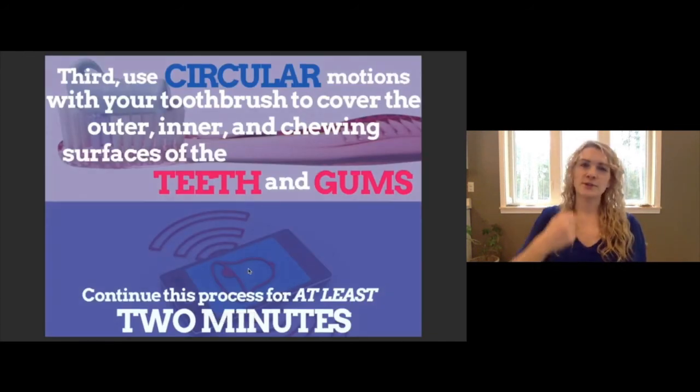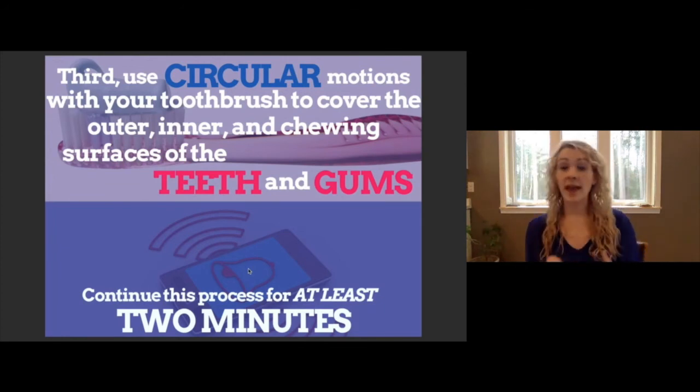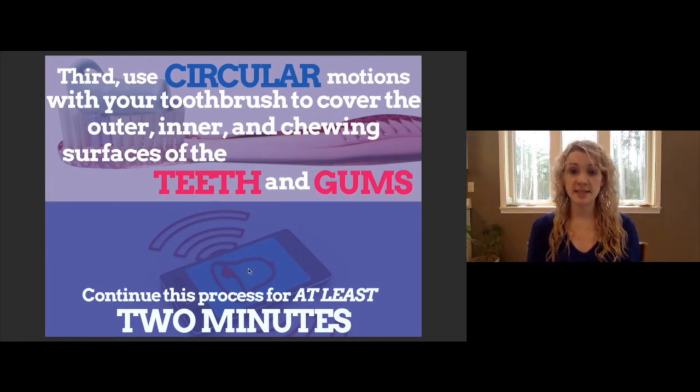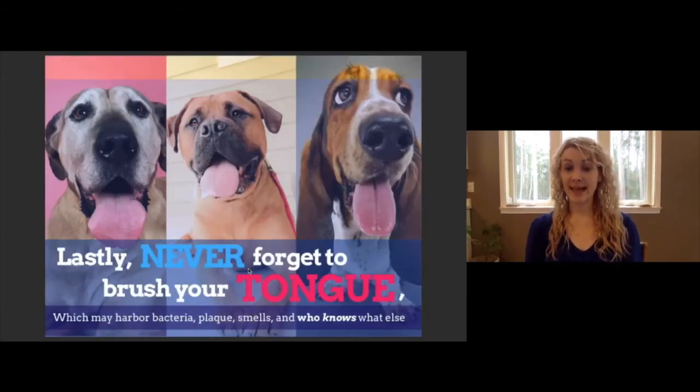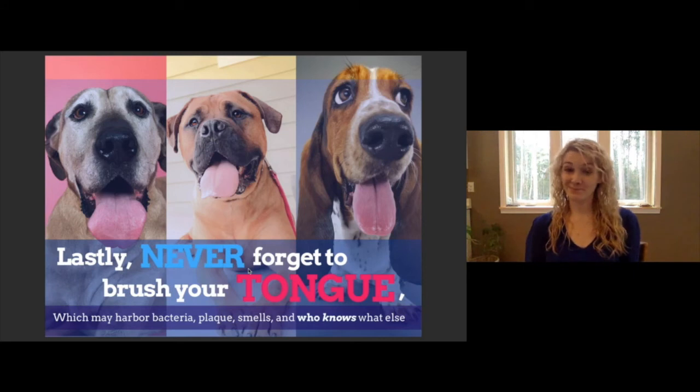Third, use circular motions with your toothbrush to cover the outer, inner, and the chewing surfaces of the teeth and the gums. Remember, continue this process for at least 2 minutes twice per day. If you can do it more than that, even better. Lastly, never forget to brush your tongue, which may harbor bacteria, plaque, smells, and who knows what else. Ick.